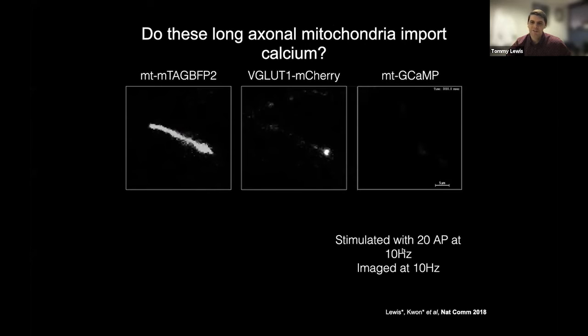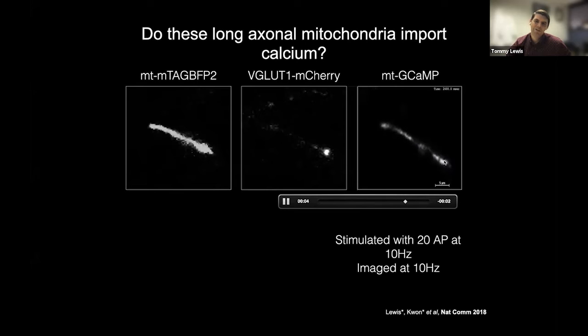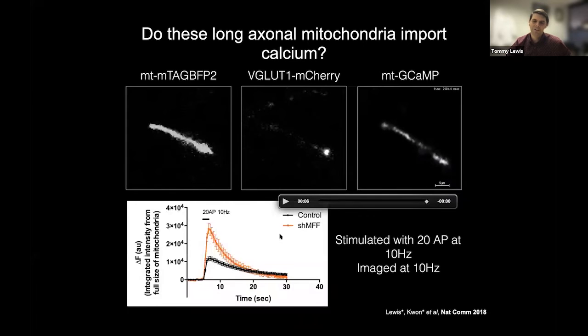And then we can stimulate these axons with a set number of action potentials at a set frequency and visualize if calcium uptake occurs. And so we could visualize that clearly upon this activity, the mitochondrial matrix fills with calcium. I think it's important to mention that it still starts from the presynaptic site, so they've maintained functional connection with the presynaptic site.